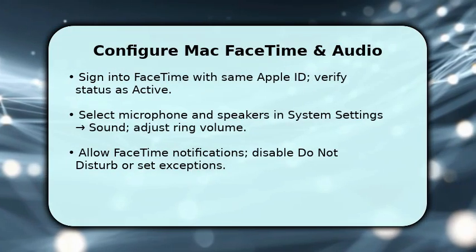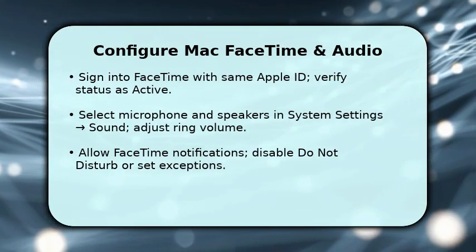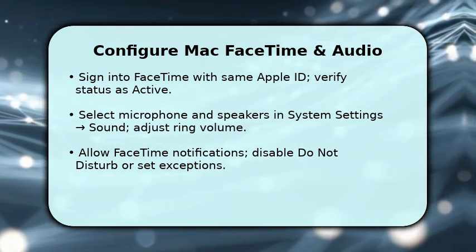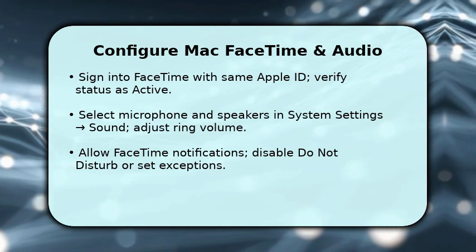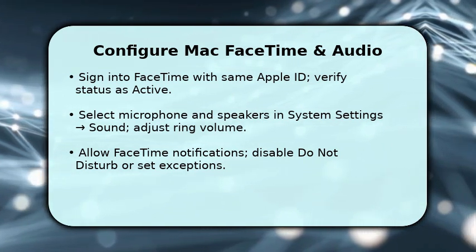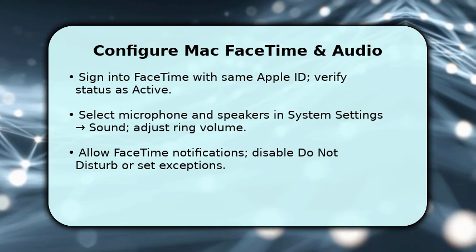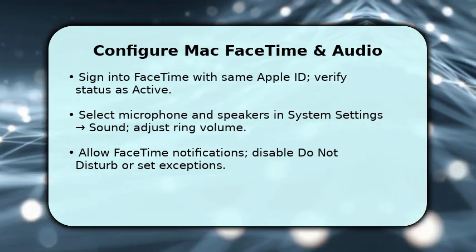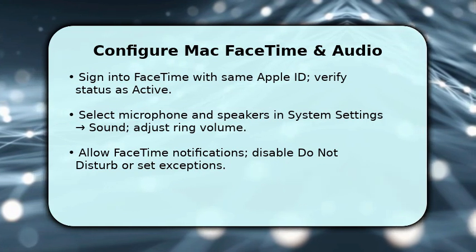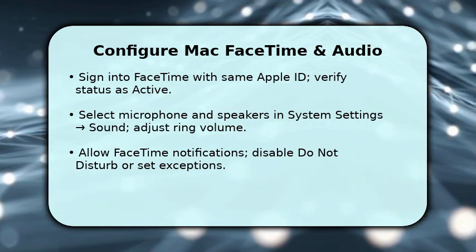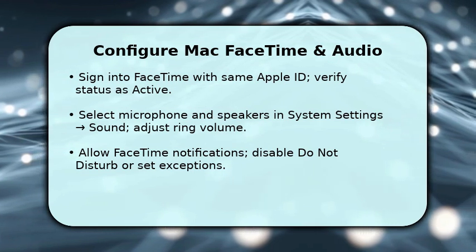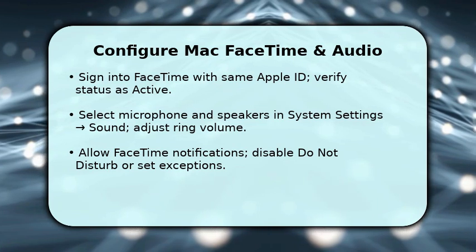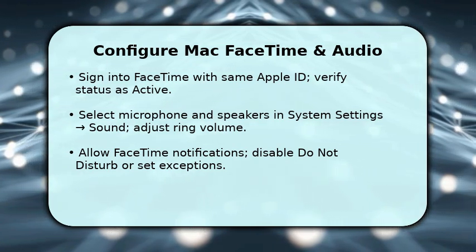Now configure FaceTime and audio so calls sound right. Sign into FaceTime with the same Apple ID and confirm it shows active. FaceTime must be enabled to accept cellular handoff. Make sure your Mac's input and output devices are set under System Settings > Sound and raise the ring volume so you hear incoming calls. Also allow FaceTime notifications and turn off Do Not Disturb or add an exception so call banners appear. These steps ensure you can see and hear calls as they arrive on your Mac.